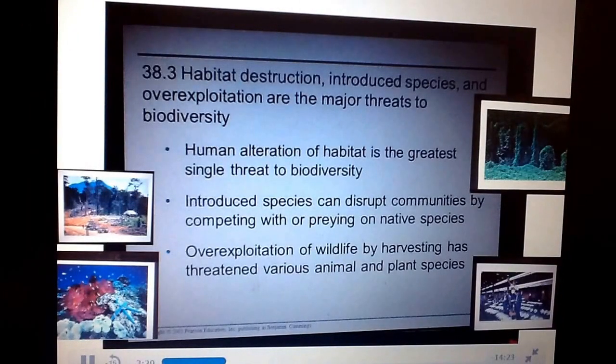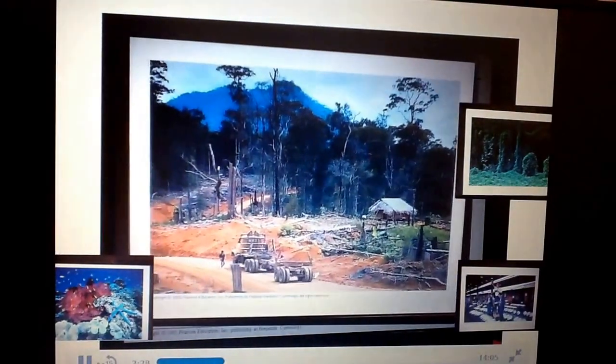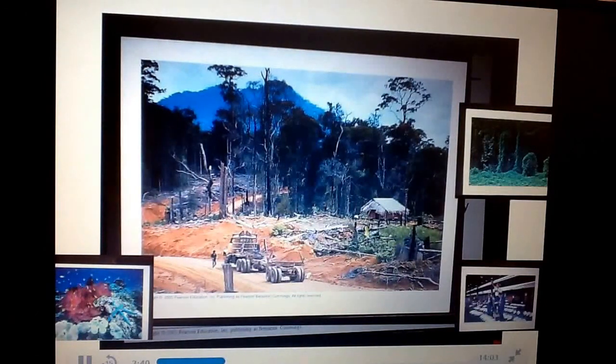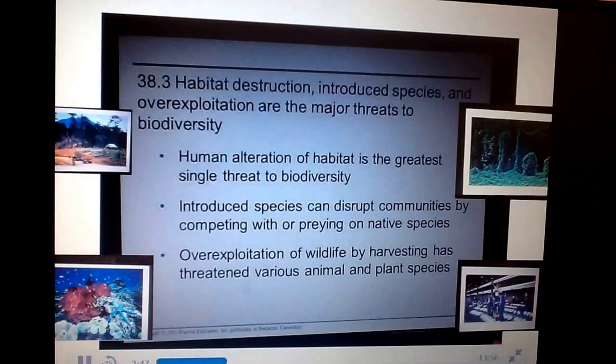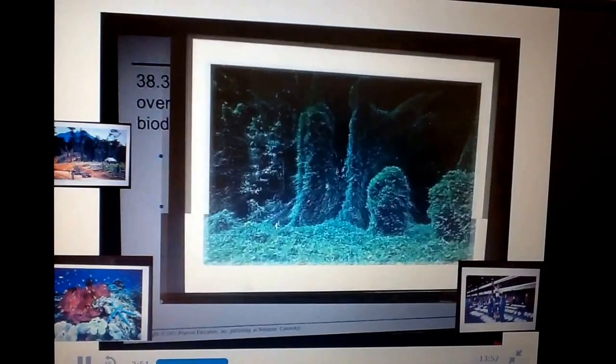Now, the biggest things that are destroying our biodiversity are habitat destruction, introducing species that shouldn't be there, and basically overexploitation, which means we're using too much of a product. And so, like I was showing you, we are currently altering habitats. We're taking away forests, we're building farms and roads and things like that. You take away the land that an animal needs to hunt and find its own shelter, you're going to take away that animal's population.